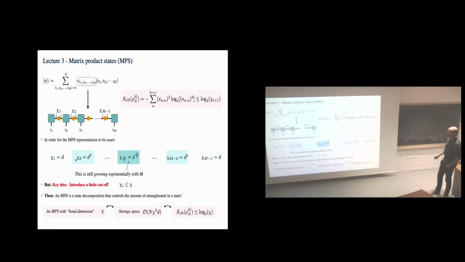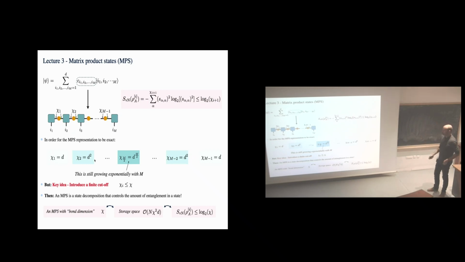But then for the next one, I'm going to need d squared, and then I need d cubed. And then the largest bond dimension I'm going to need is in the middle of the system. There, if I do everything exactly, my bond dimension has to be d to the power of m half. This still grows exponentially with the system size. So if I didn't do this truncation, I wouldn't gain anything. I would just, in a complicated way, rewrite my original state vector.